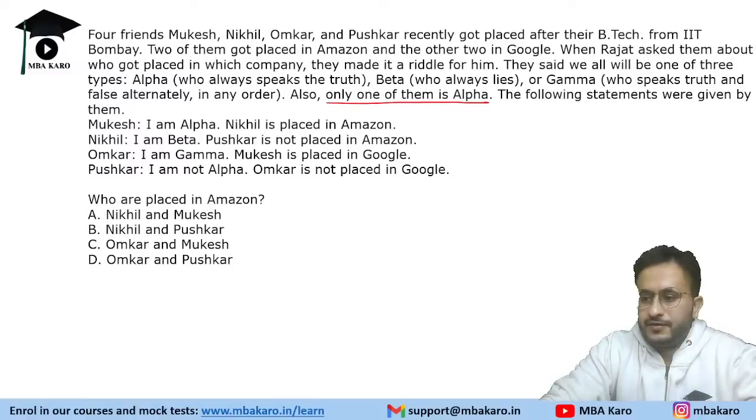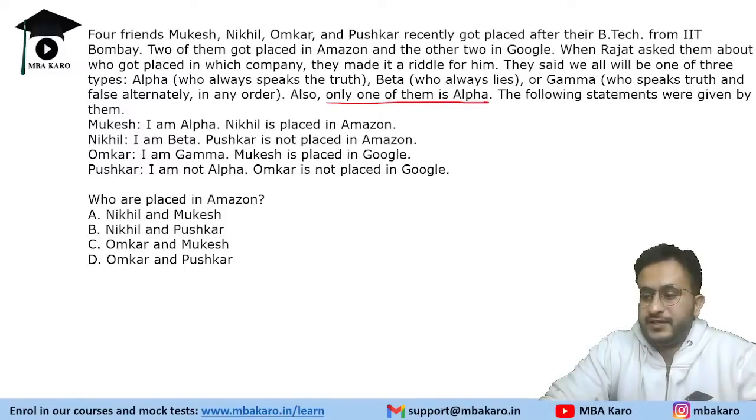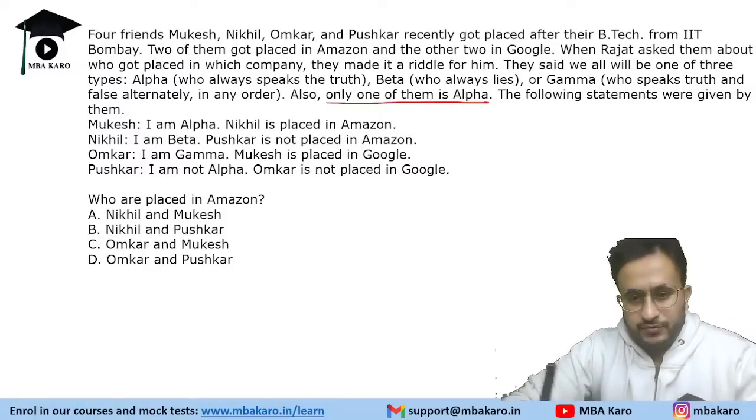So there are these people, and it is given that only one of them is alpha. So we need to find these four people, the placement of these people, which company they got into.